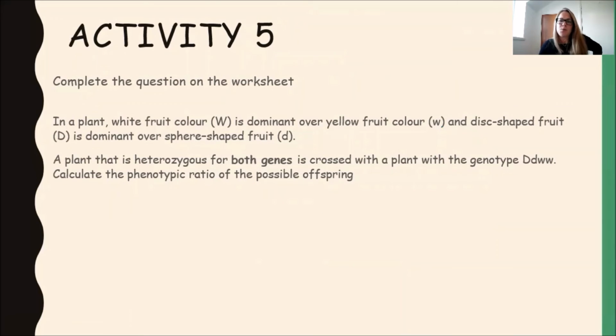So I'd like you to pause the video now and have a look at activity 5 on the worksheet. Now this is a slightly different example, a slightly different genotype to start you off with, but you do it in exactly the same way, the same steps. Work out the parent genotypes, work out the gametes, put them together in a Punnett square, work out the phenotypic ratio. So pause the video now and have a little go at that.